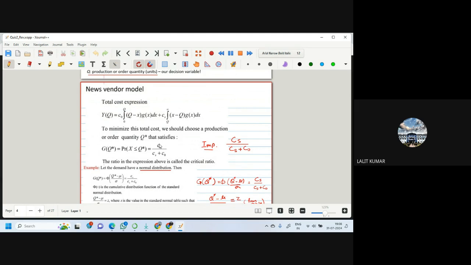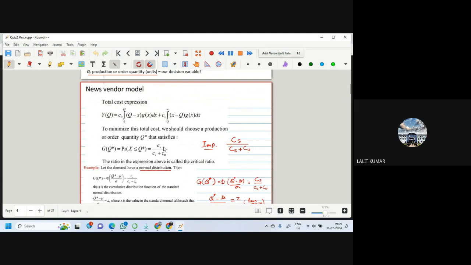If there is an item you are getting for 1 rupee, you're selling it for 2 rupees, so then your CS becomes 2 minus 1, which is equal to 1. CO means that you got that item for 1 rupee, you're not able to sell it, and tomorrow its value becomes 0.5. So 1 minus 0.5 is equal to CO.